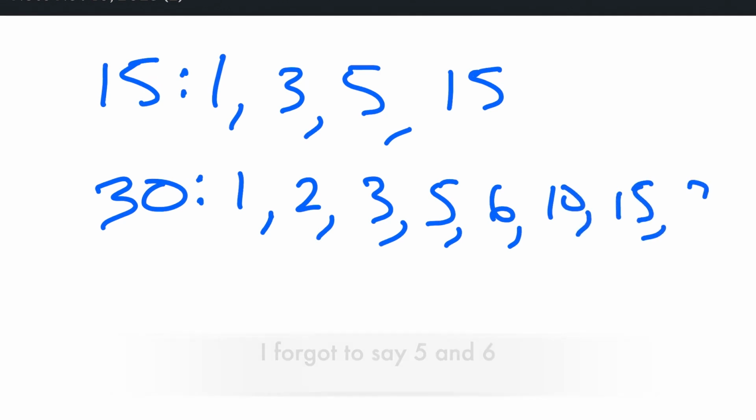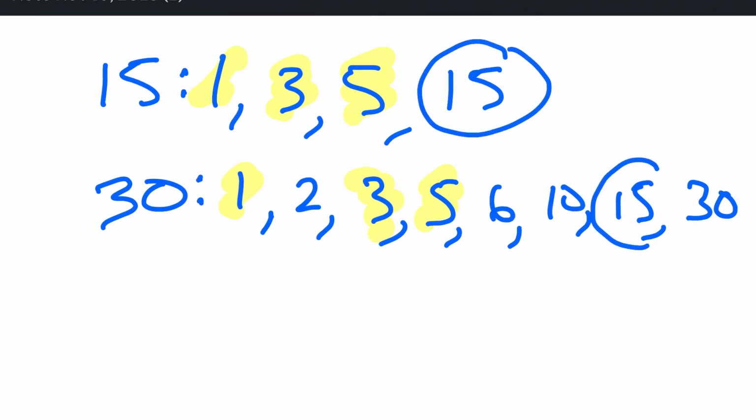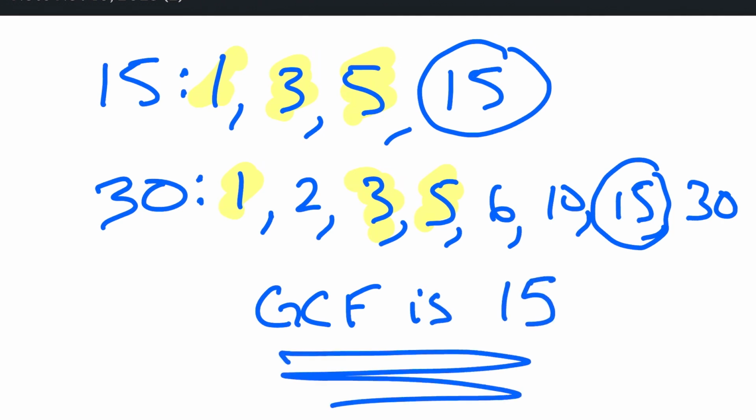Now when we look at these, we see that 1 goes into both of them. That's cool. 1 goes into everything. 3 goes into each of them. 5 goes into each of them. But don't forget that 15 is a factor of both of these numbers. 15 goes into 15 once, and 15 goes into 30 twice. So 15, which was one of the numbers we're trying to find the greatest common factor for, is itself the greatest common factor. So that is possible, so make sure you're looking into that.